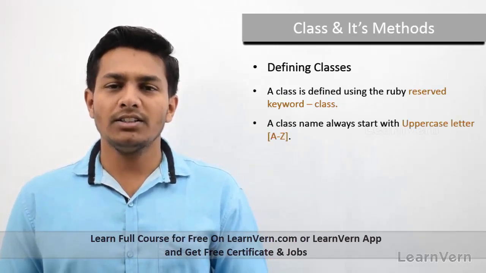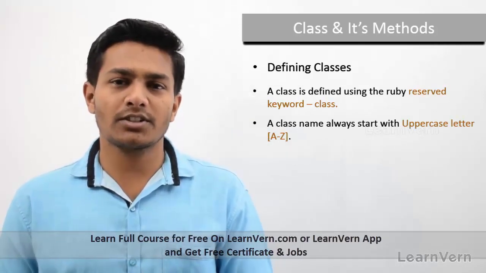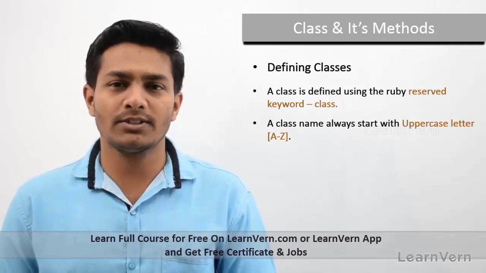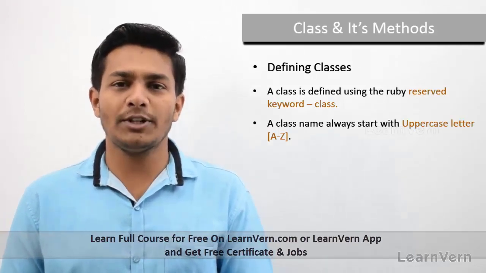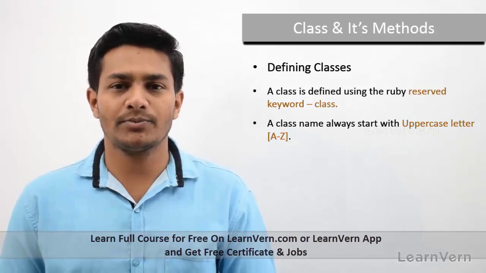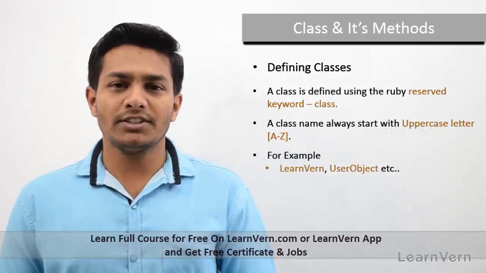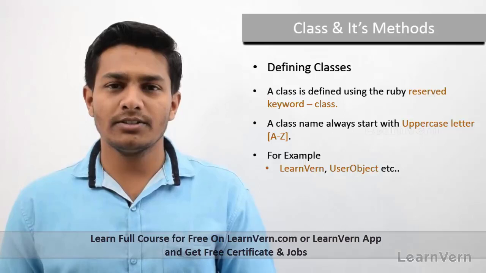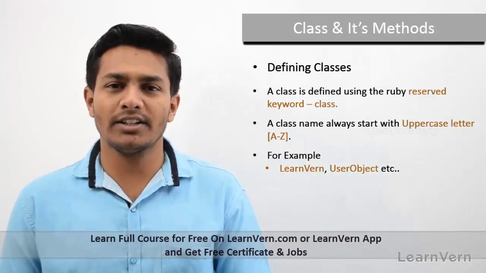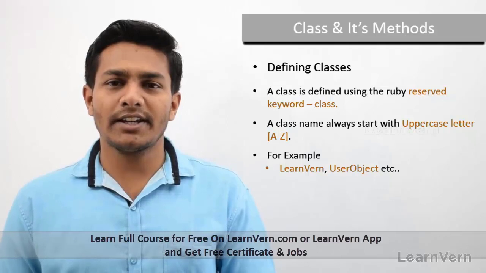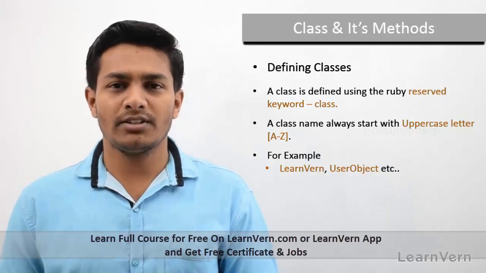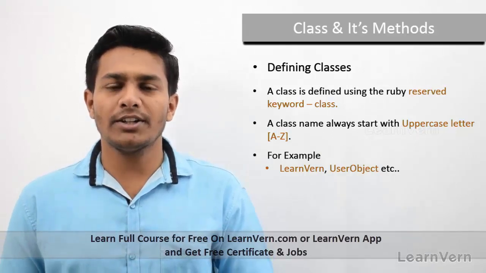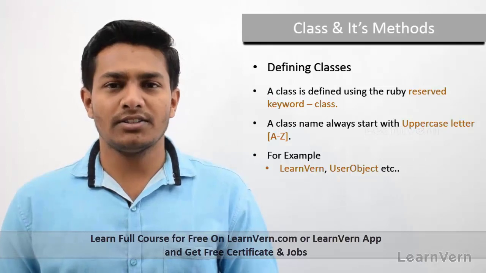Any Ruby class name starts with a capital letter. So even if we want to add small letters, it is compulsory to start a class name with an uppercase A to Z letter. For example, on the screen I have created two examples. First is Learn1, where L and the first letter are both capitalized, and second is UserObject, where U and O are both capital letters. So this is how we can create class names.